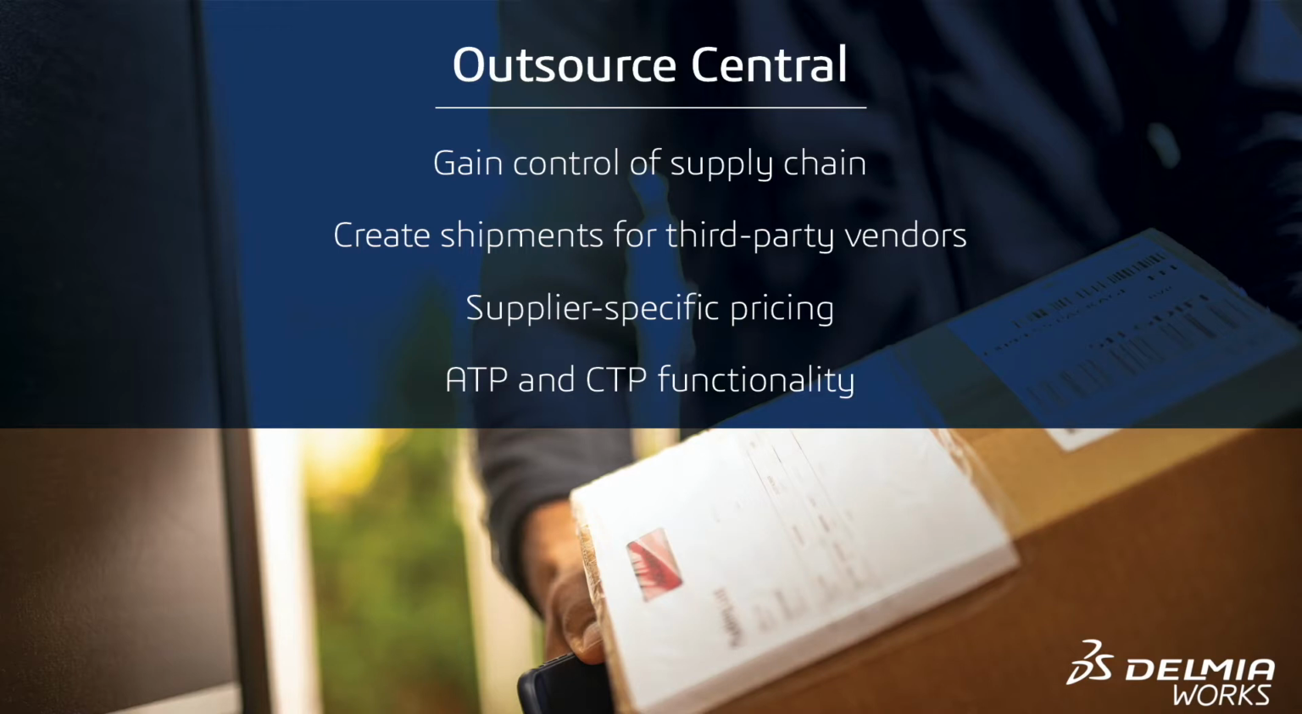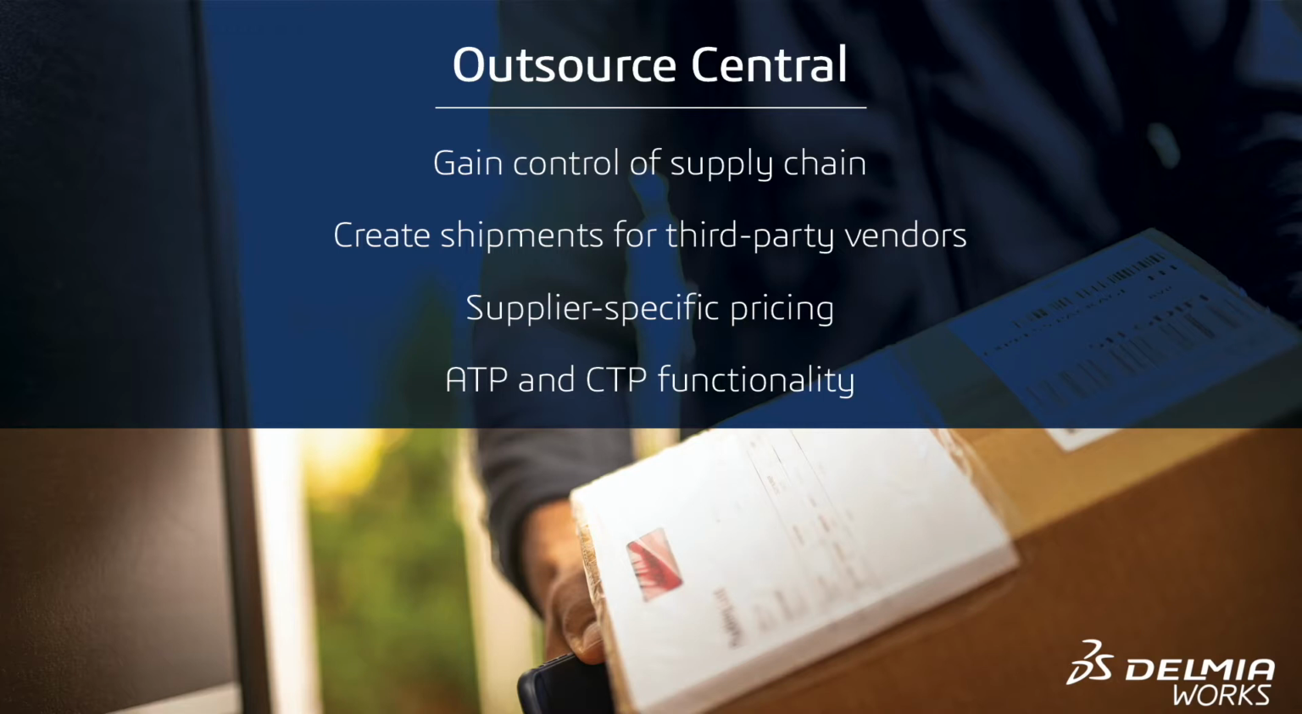The module includes the functionality to not only create shipments for these third-party vendors, but also adjust inventory levels to represent the quantity that has been shipped and is in the possession of the vendor. Outsource Central also creates and links purchase orders to those records, so when the finished good is received from the vendor, it is already accounted for, and the system will automatically relieve the inventory that was previously allocated and sent.